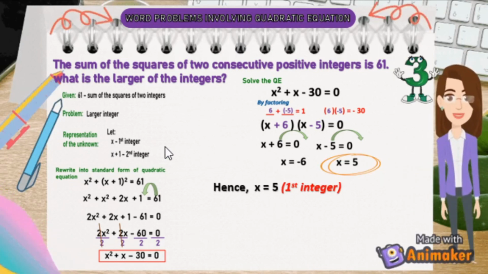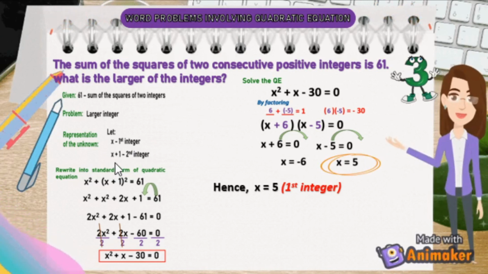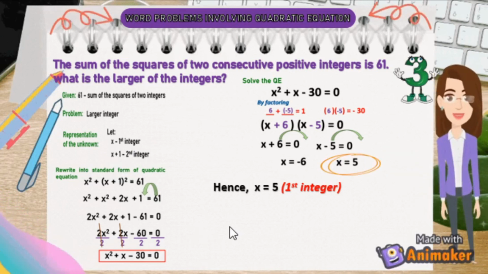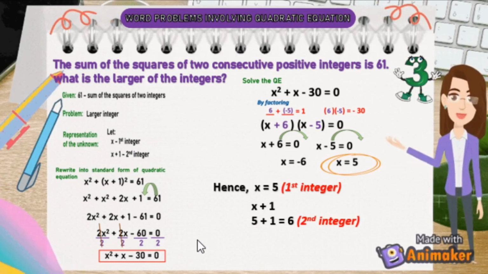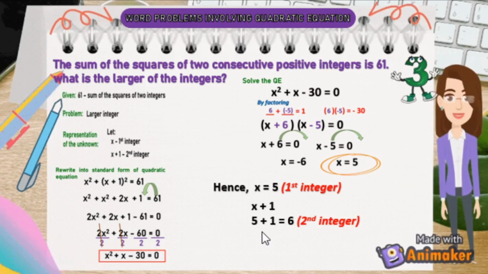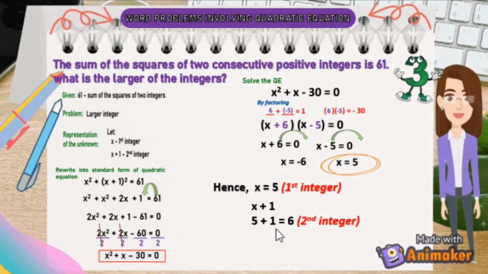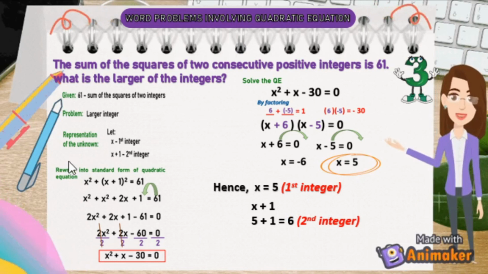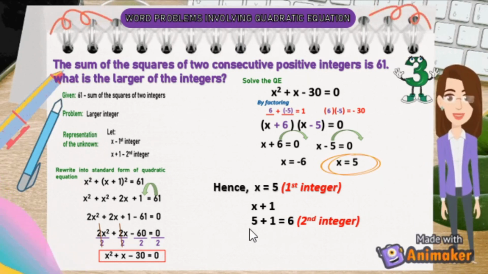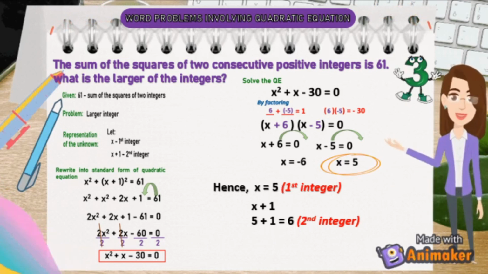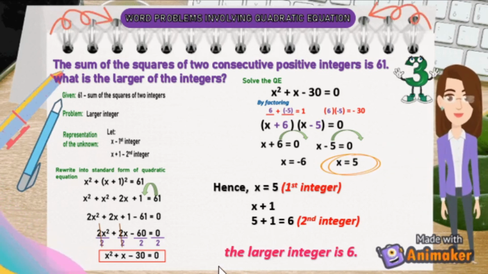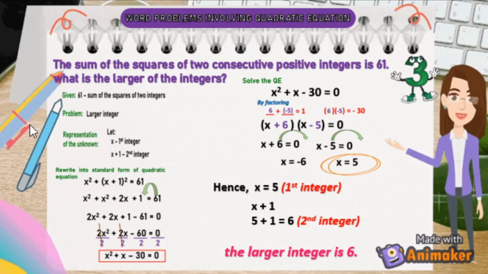And we said earlier that our second integer is x plus 1. So substitute 5 for x. So we will have x plus 1 is equal to 6. So therefore, 6 is our second integer. Now, the question is the larger integer. So, therefore, since it is 5 and 6, the larger integer is 6.